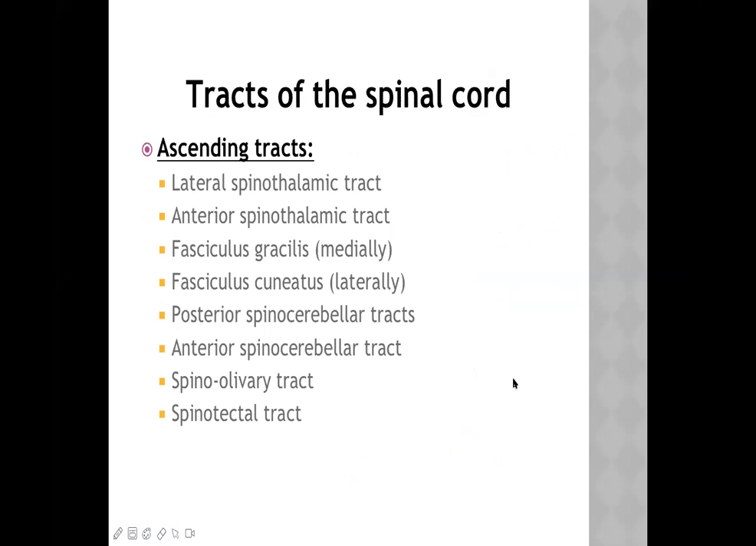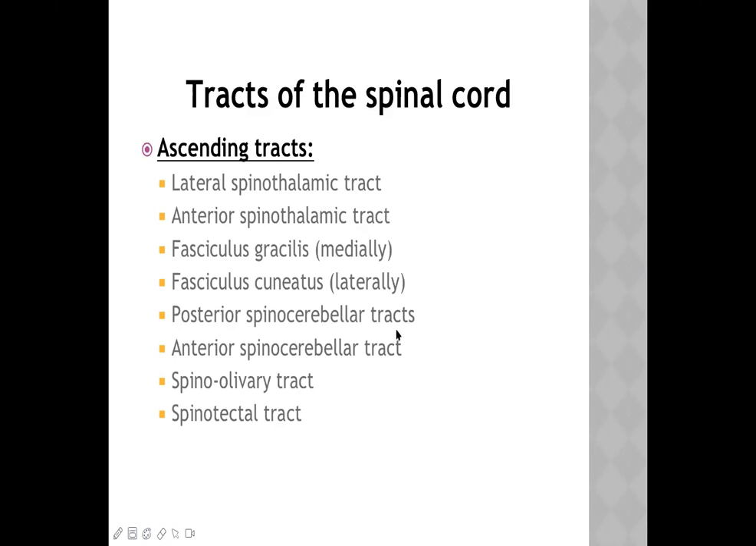Now to name some other ascending tracts apart from those three important ones. Lateral spinothalamic tract, already shown in the picture. Anterior, fasciculus gracilis and fasciculus cuneatus. These are dorsal column tract. Fasciculus gracilis is present medially. Fasciculus cuneatus is present laterally. So one small point for you. This G is for leg, and leg fibers are present in the medial aspect rather than the upper limb fibers. So this is a simple way to remember the things here.